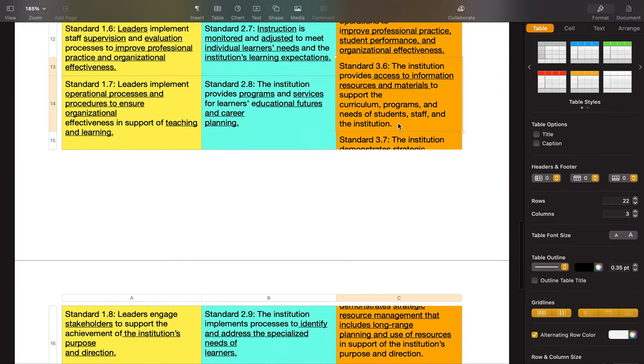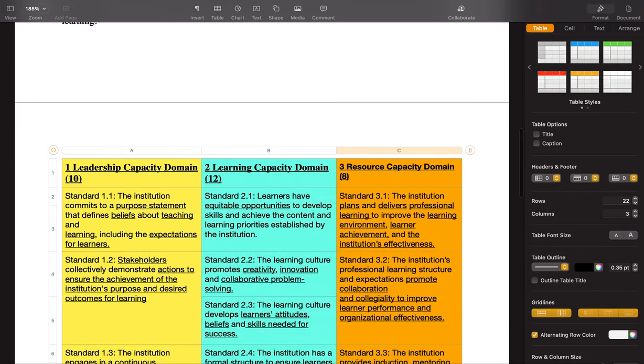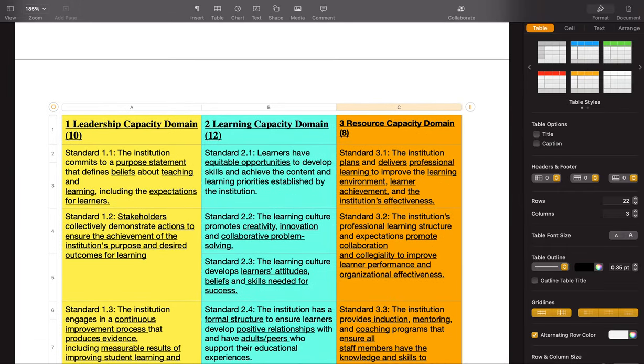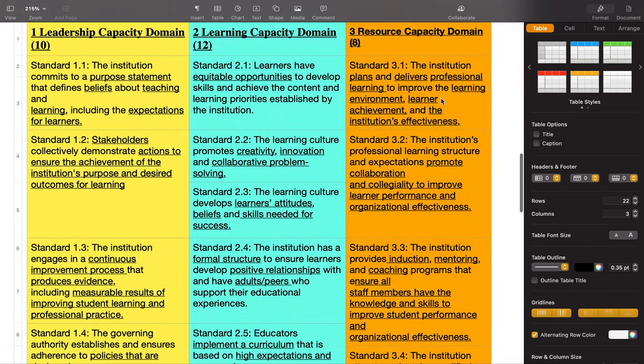So this is the second domain that highlights the learning capacity domain. Let's discuss the resources capacity domain, and it has 8 standards.